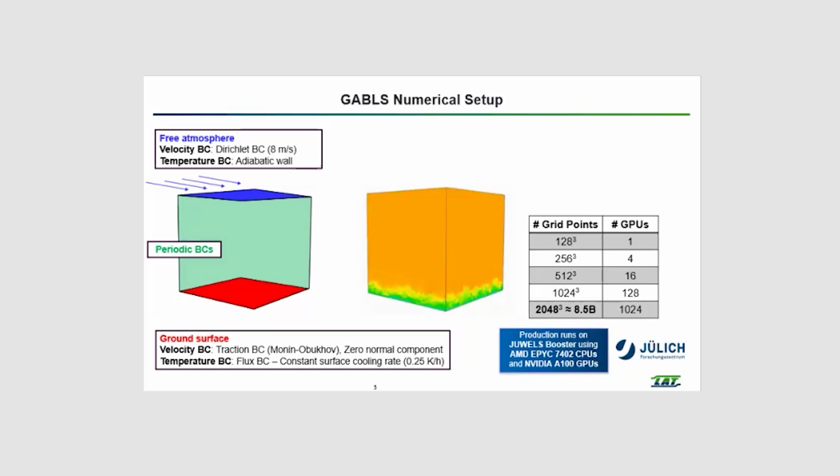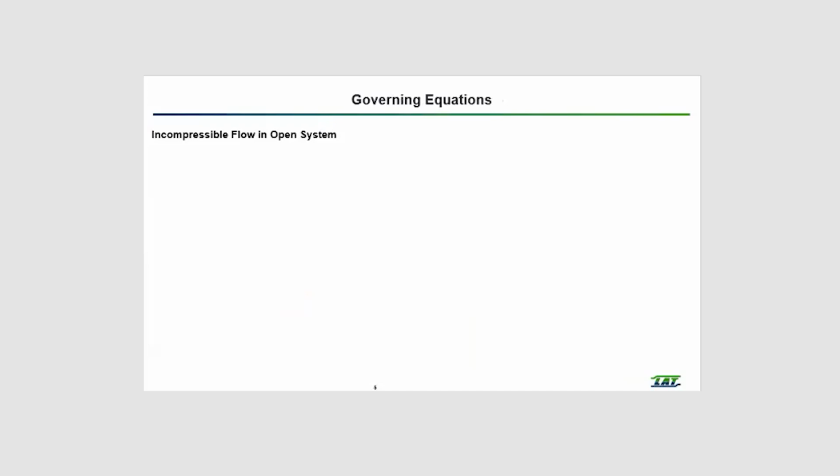So the simulations that we ran had the grid resolution that you can see here. So from 128 cubed to 2048 cubed total number of grid points. And that last one is approximately 8.5 billion grid points, so extremely high. And on the right, you can see the number of GPUs that we used for each of those cases. The production runs were performed on the JUWELS Booster machine using AMD EPYC CPUs and NVIDIA A100 GPUs.